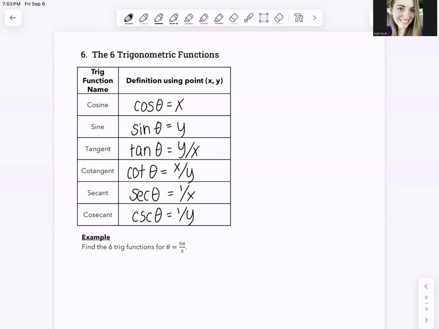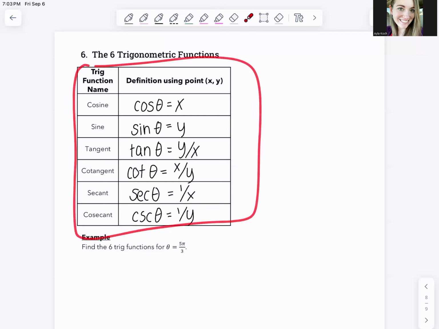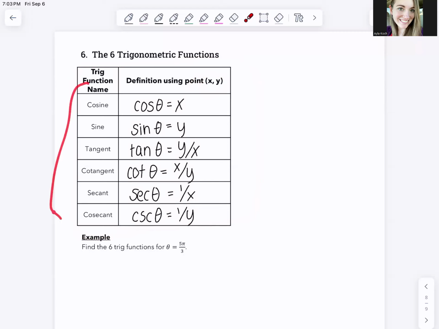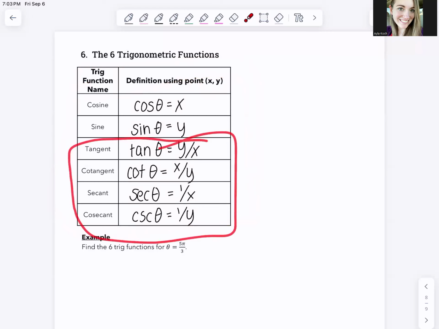So defining trigonometry using the unit circle, this is one way we can define trigonometry. These definitions using this coordinate point. The next section will be going over a different way to define trigonometry and the trigonometric functions. But this is one way. You might say, where in the world did any of these things come from?